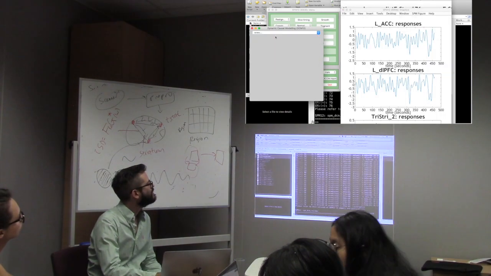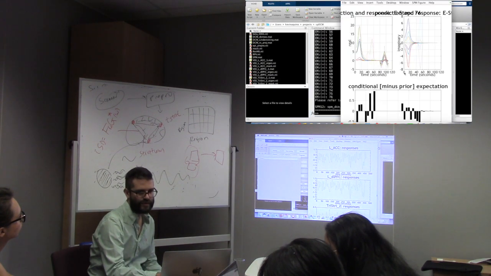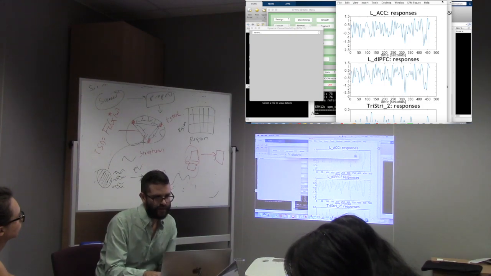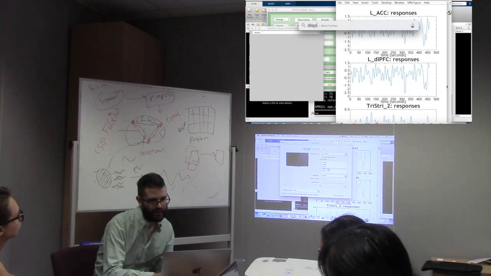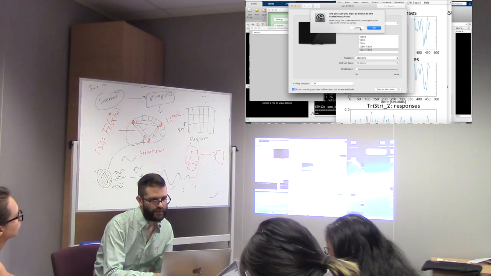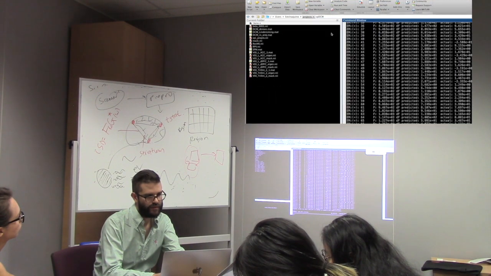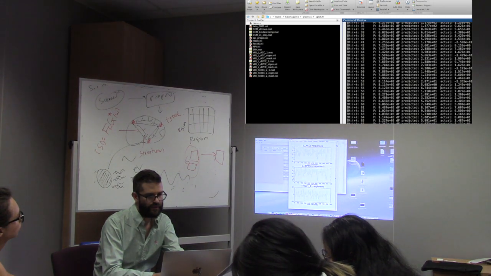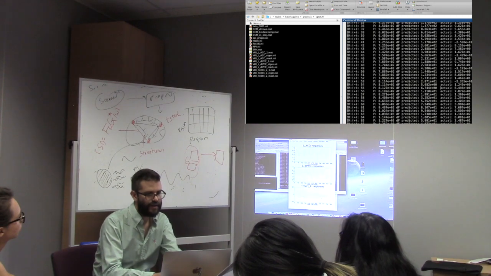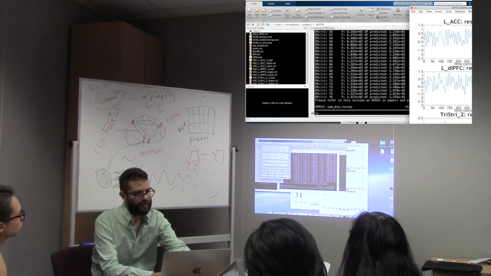I don't know why it's so big. Oops. This is huge. SPM scales badly sometimes. Hold on, let me just make this scaled. There we go. So you can see here all the responses, these are all the eigenvariates we use for DCM. So the time series we started with.